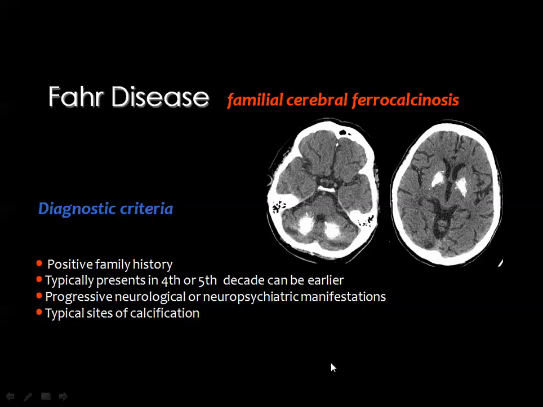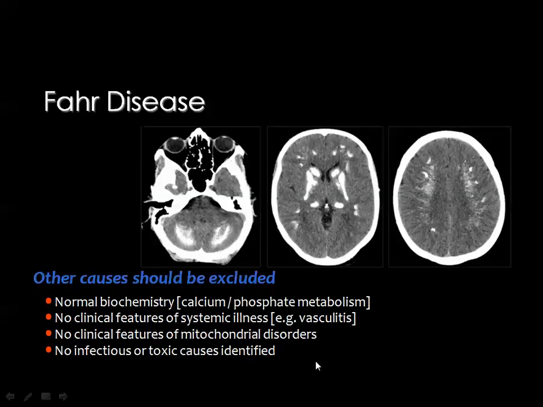There is progressive neurological and neuropsychiatric manifestations with typical signs of calcification, including the dentate nuclei and the cerebellum, the basal ganglia in the supratentorial area, the caudate, the lentiform, the thalami, as well as the white matter. And you see here, there is a bilateral symmetric calcification of the dentate nuclei, the caudate head, the lentiform nucleus, the putamen and the globus pallidus, the posterior aspect of the thalami, and the subcortical white matter.